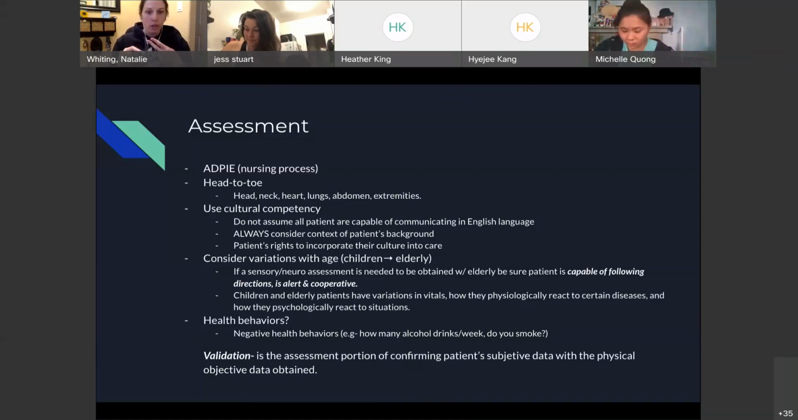Validation is also important to know. Validation is the assessment portion of confirming a patient's subjective data with the physical objective data obtained. So basically, a patient will say something that they're experiencing physically, but it's our job to go in and do our assessment and gain objective data, whether that's labs or whatever it is, to validate what they're claiming.